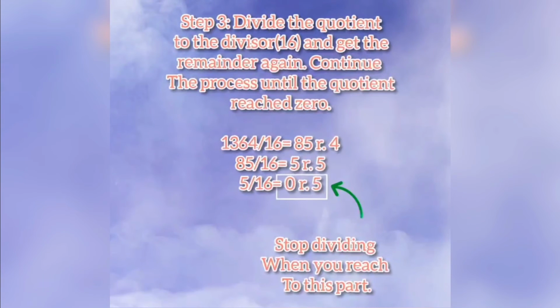Step 3. Divide the quotient by the divisor 16 and get the remainder again. Continue the process until the quotient reaches 0. 1364 divided by 16 is equal to 85, remainder 4. 85 divided by 16 is equal to 5, remainder 5. 5 divided by 16 is equal to 0, remainder 5. Stop dividing when you reach this part.